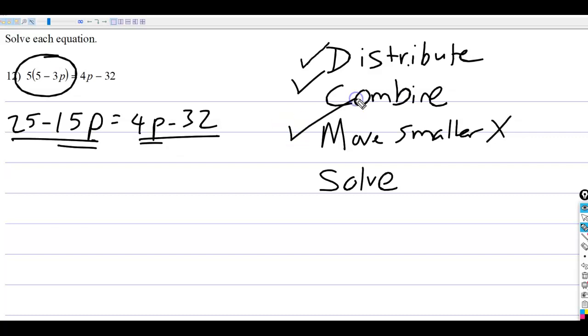Next thing we're going to do is move the smaller x. In this case, we could say p, because we're not solving for x, we're solving for p. So in this case, we do have a smaller p. Which number is smaller, negative 15 or positive 4?